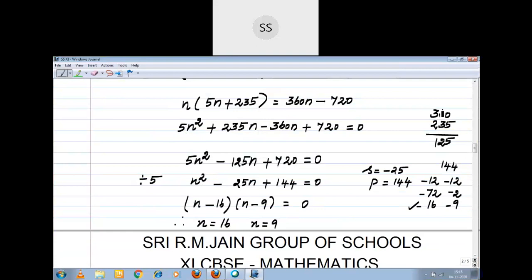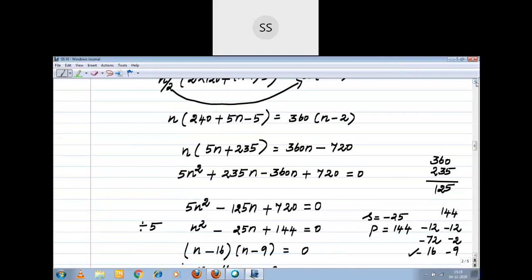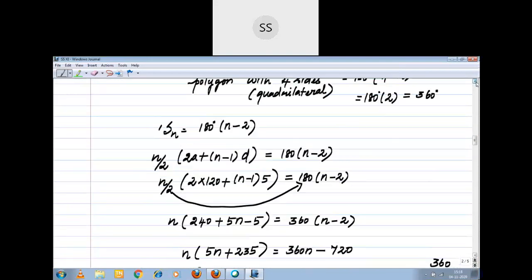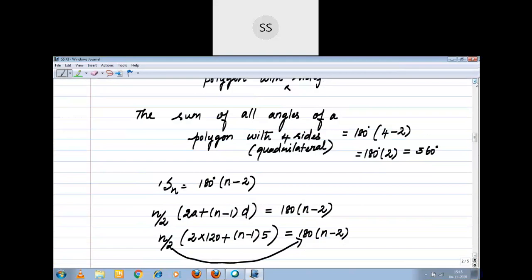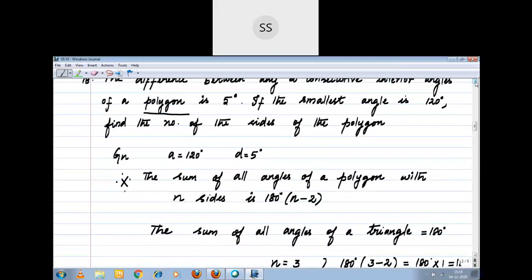Both are accepted. Once again, I am going to repeat. You have to listen. Consecutive means what? Next, next, next, like that, right? 1 and 2 are consecutive numbers. See here, given a equal to 120 degree, d equal to 5. The sum of all angles of a polygon with n sides is 180 degree into n minus 2. I gave a formula. You may raise a question whether it is true or not. For that purpose, I proved the result, right?